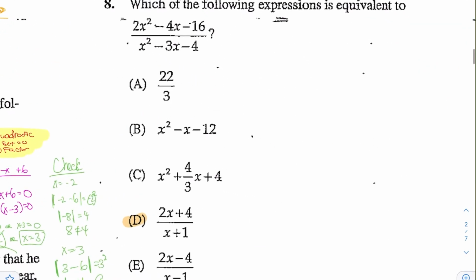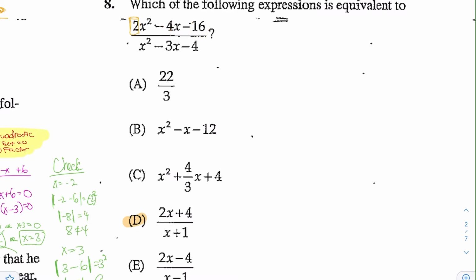Next, for number 8, which of the following expressions is equivalent to 2x squared minus 4x minus 16 divided by x squared minus 3x minus 4? So here you want to factor the numerator and the denominator. Now for the numerator, you see that 2, 4, and 16 all have a common factor of 2.